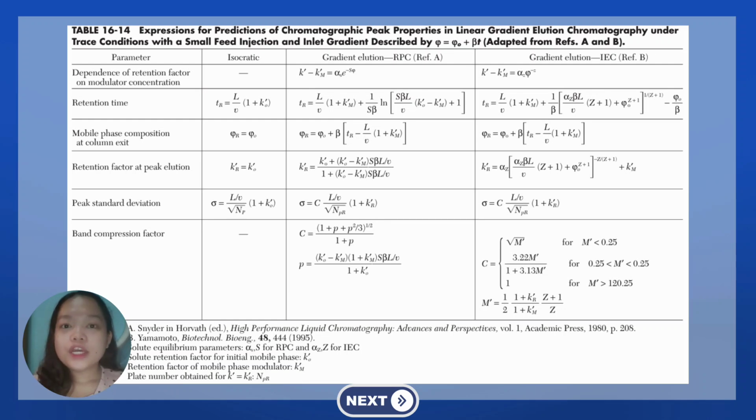In summary, gradient methods are more dynamic than isocratic ones. In IEC, retention and peak shape are strongly affected by the salt concentration and gradient slope. Understanding these relationships helps fine-tune separation and improve results.